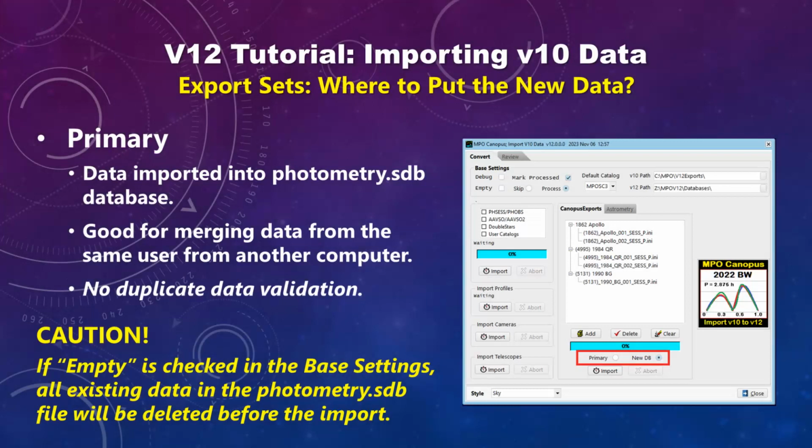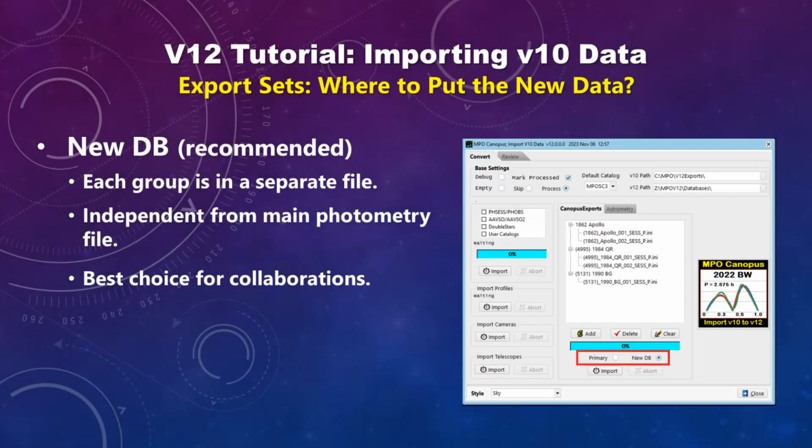Selecting Primary adds the data to the core photometry.sdb database file. This might be for when the exported data came from a different computer, and you want to merge them into photometry.sdb. There is no validation to check for duplicate data, so keep track of what is already in the photometry.sdb file. Be careful. If you're importing into photometry.sdb and have checked the Empty Tables box, you will lose all existing data. In most cases, you should select New DB.